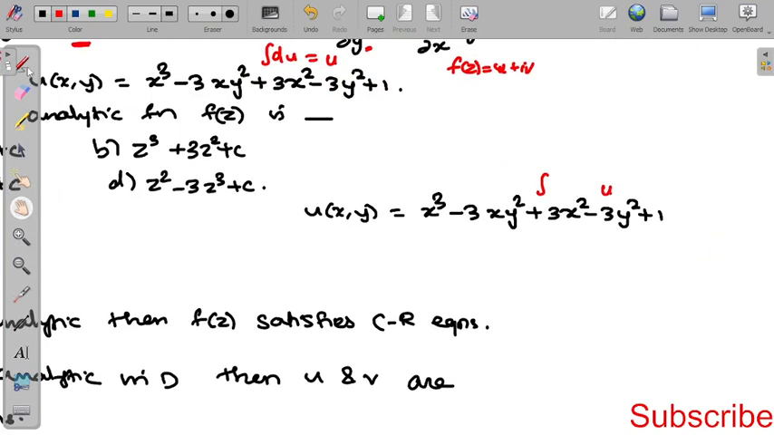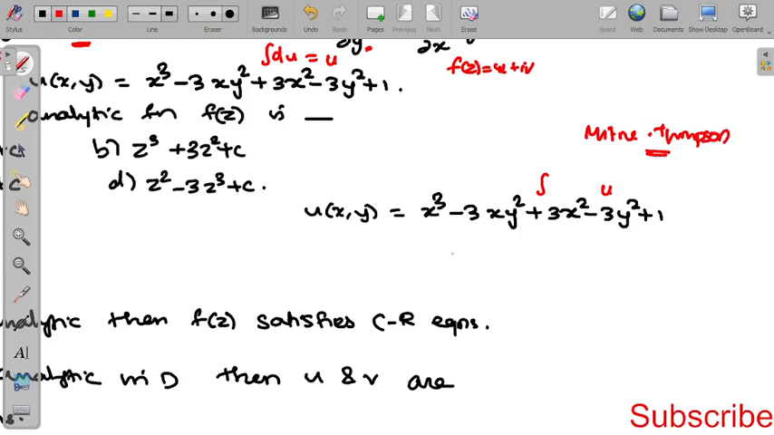So see here, we can use the first method, that is, the Milne-Thomson method, or we can use the second method, that is, the Cauchy-Riemann equation. The Cauchy-Riemann equation is somewhat a longer method compared to the Milne-Thomson method.